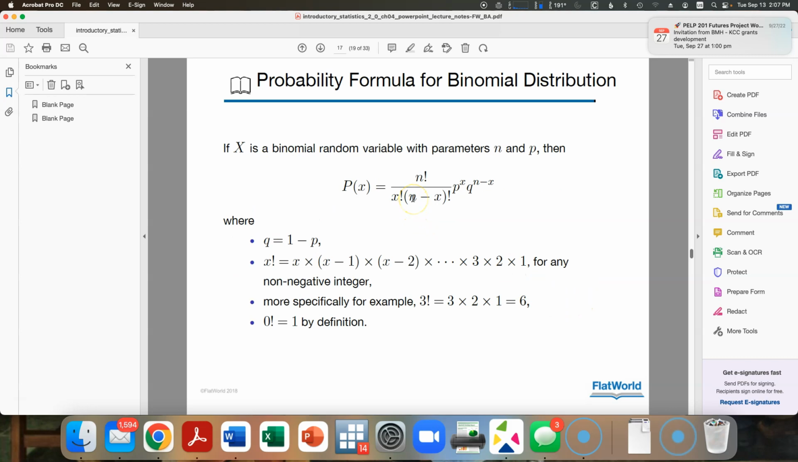Where the x is going to change. I'm sorry, the x is going to change.